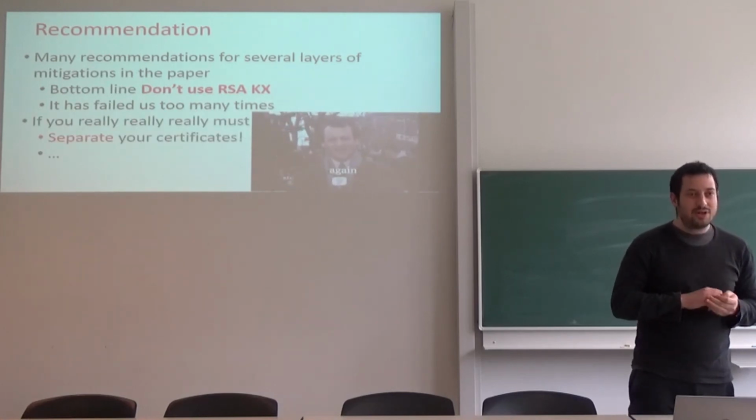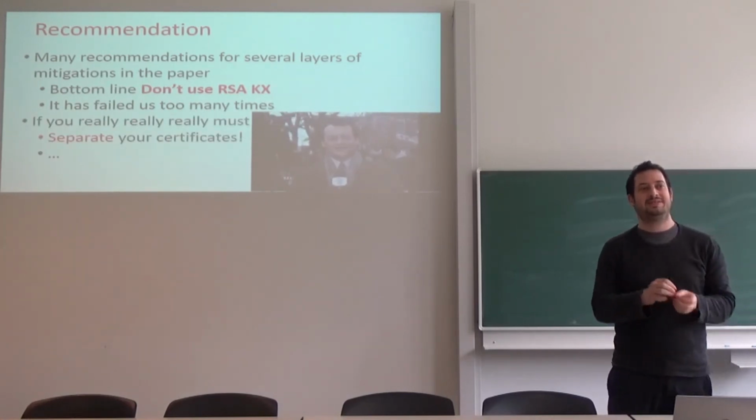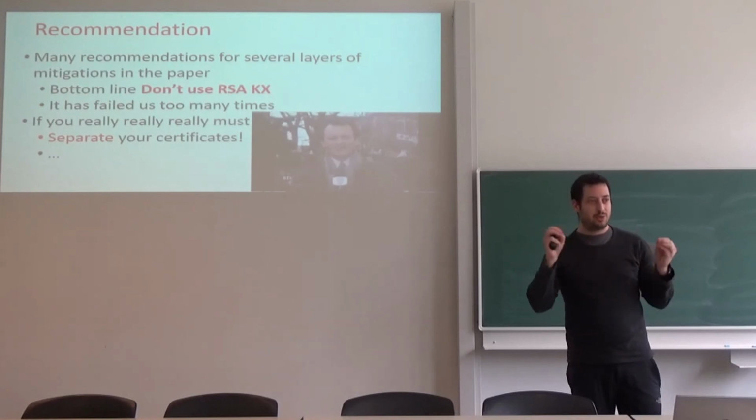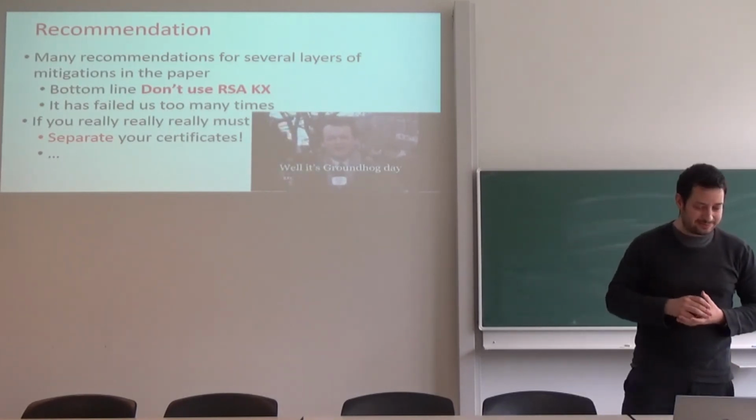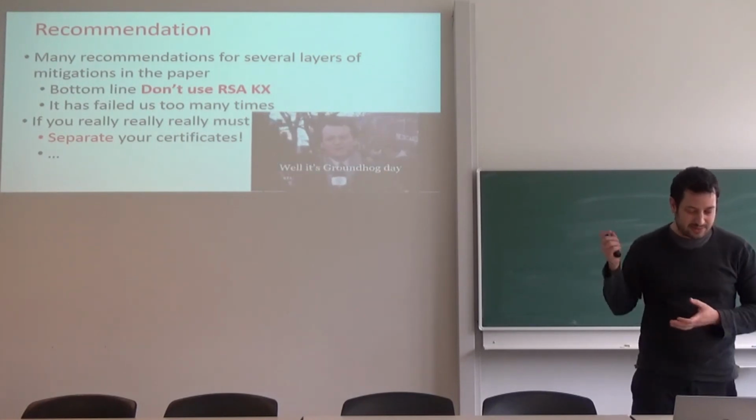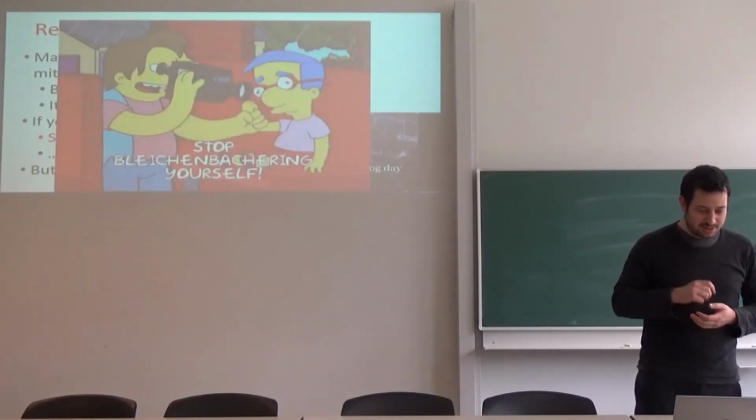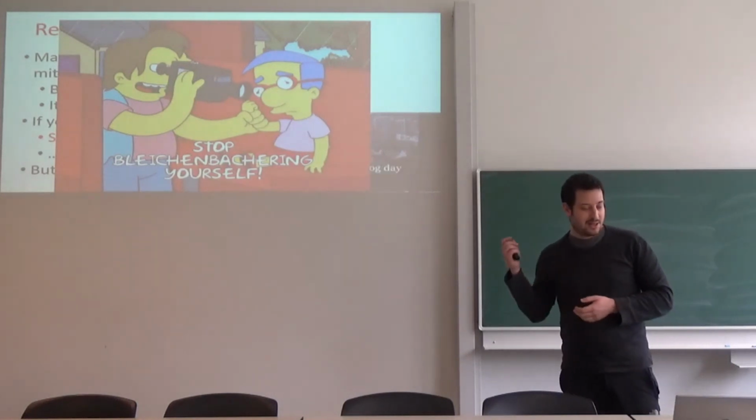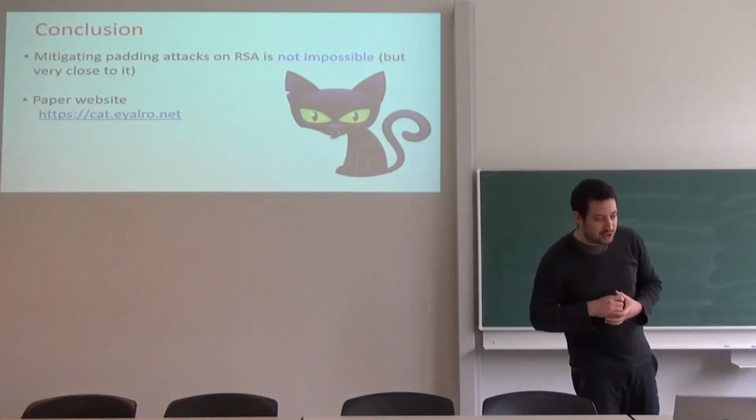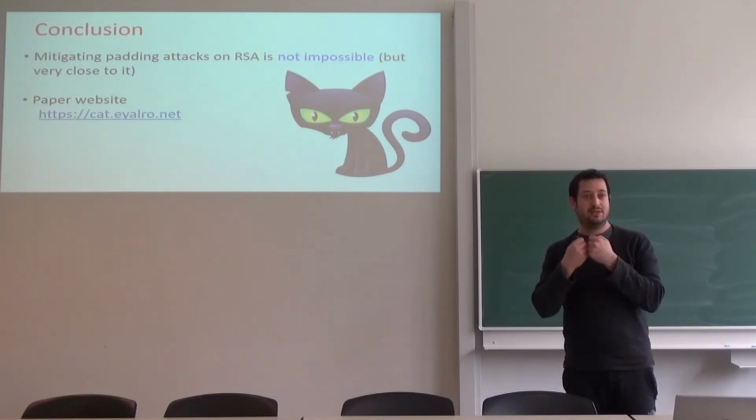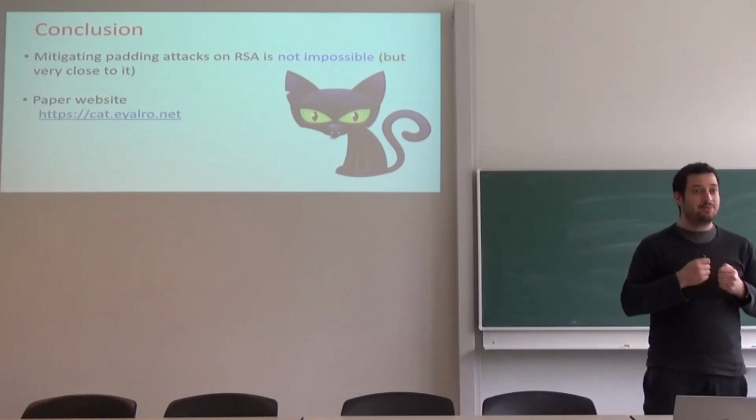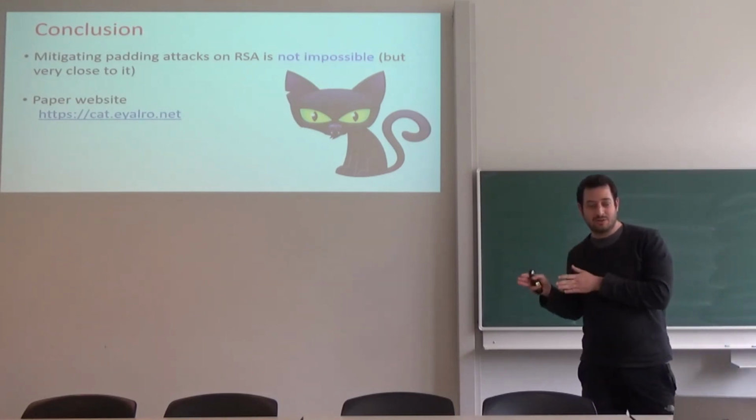If you really, really must, then please separate your certificate. There are multiple ways to do it, which makes everything much safer. There are other implementation possibilities, but basically, please stop Bleichenbacher yourself. And conclusion, mitigation: when you implement code, you can mitigate those attacks on RSA. It is not impossible, but it's very, very close to impossible.